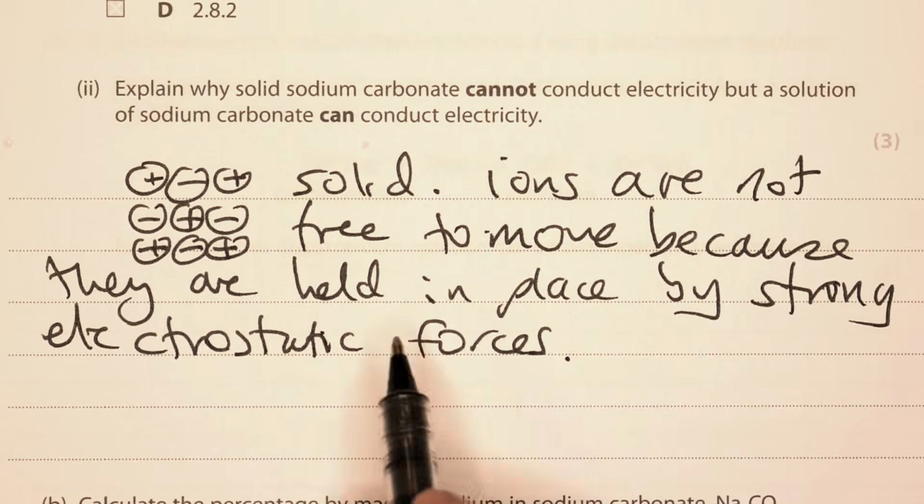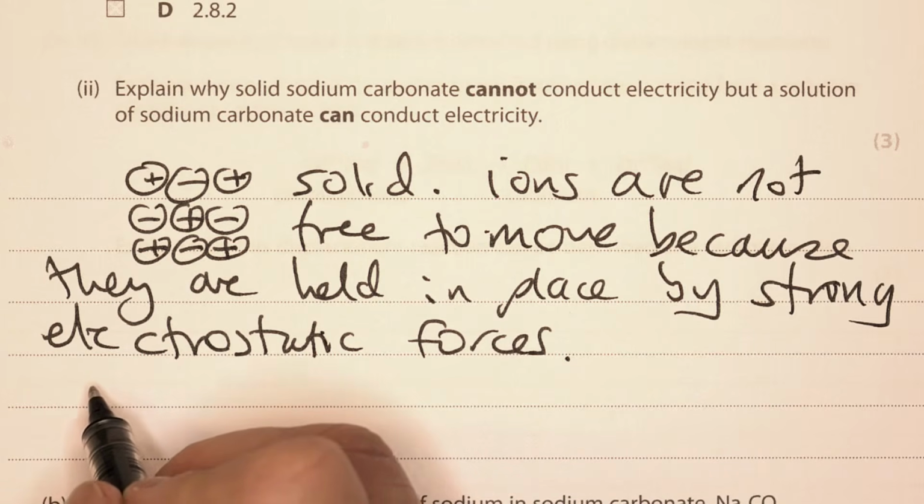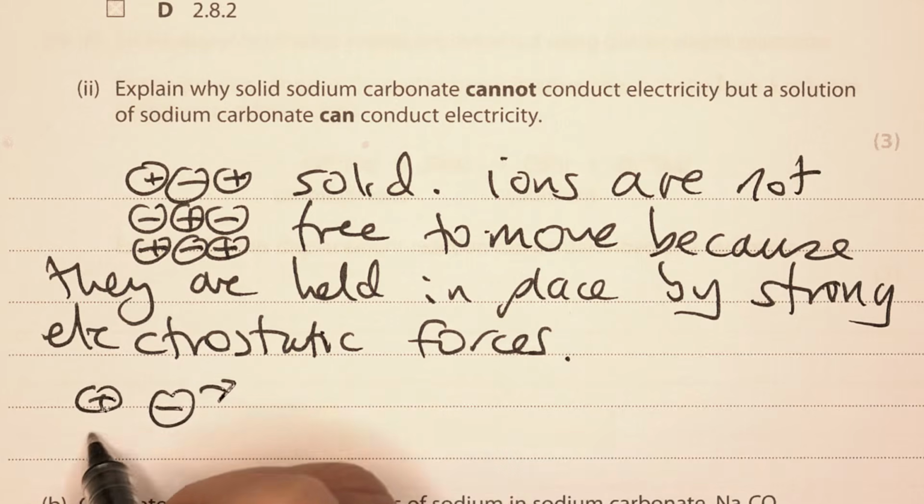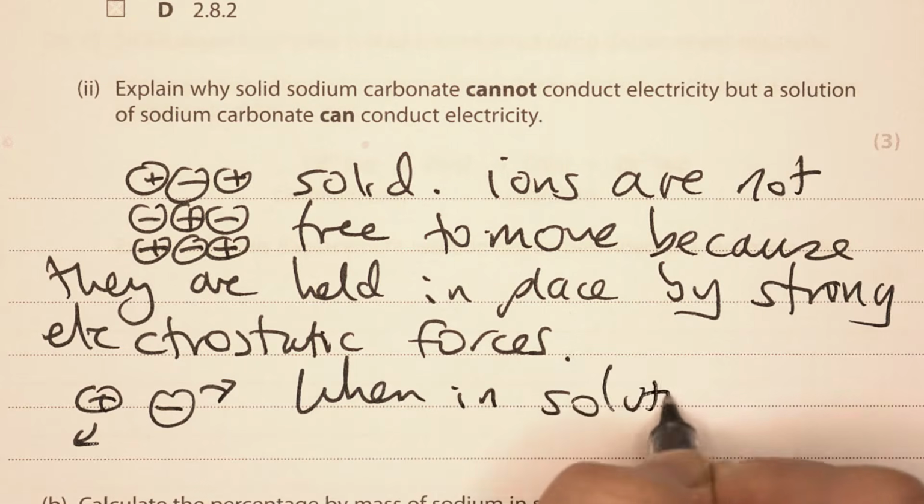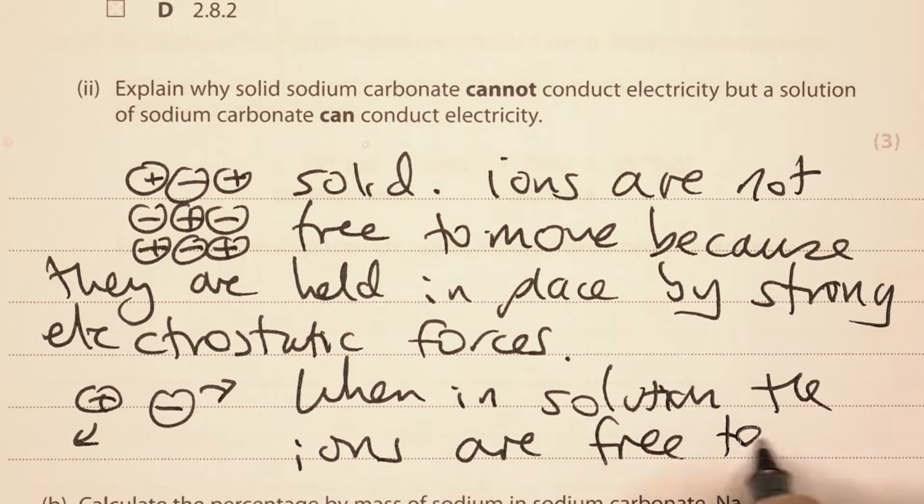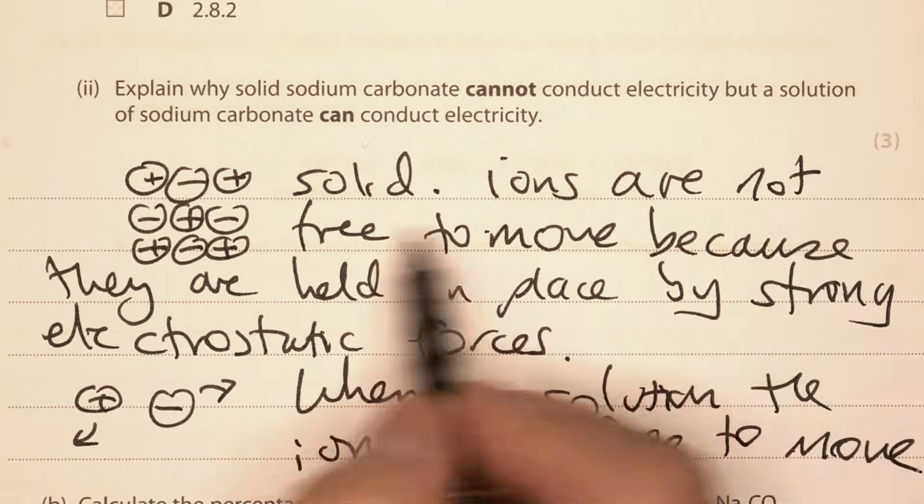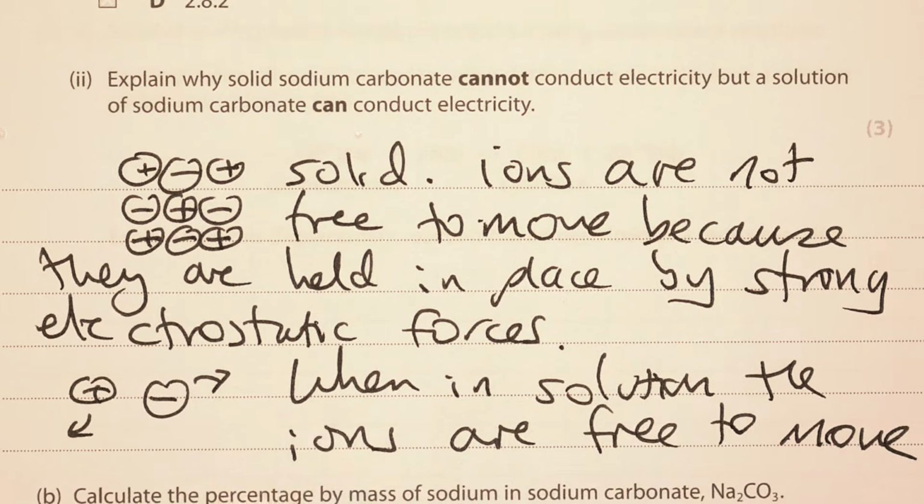So that's why the solid can't conduct electricity, but when it's turned into a liquid, either by melting it or in this case by making it into a solution, those ions are then free to move about. So when in solution, the ions are free to move. So what gets us the marks in this is saying that the ions are not free to move in a solid. Why are they not free to move? Because they're held in place by those strong electrostatic forces. But when it's a solution, then the ions can move around.